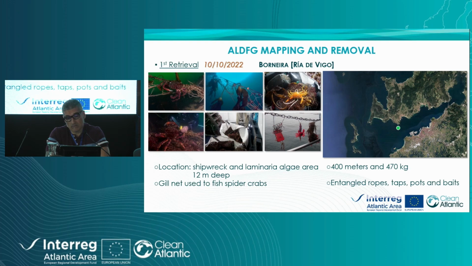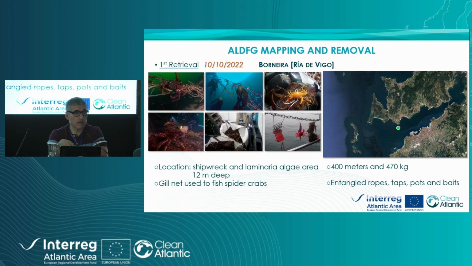We had the help of these coast guards, and we were able to actually retrieve a net that is typically used here in Galicia for catching spinous spider crab, and it was like 12 meters under the surface of the water, and it was like 400 meters and 470 kilos, and there were entangled ropes, taps, pots, and baits, small crabs that are used for catching cuttlefish, and a number of elements that were not a part of the net itself, but that contribute to entangling things.